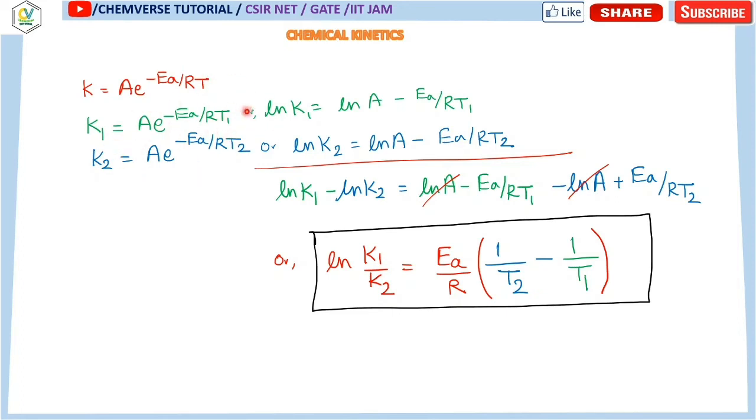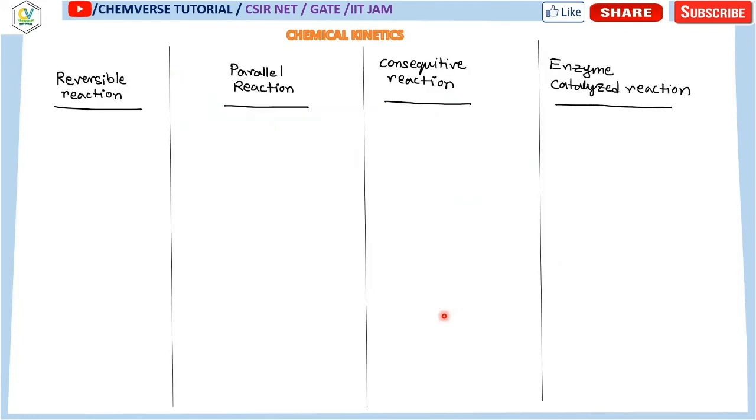Suppose temperature is changed from T1 to T2, and the rate constant changes. You are just taking ln on both sides, and after that you are subtracting equation 1 from 2, and you are getting the final expression like this.